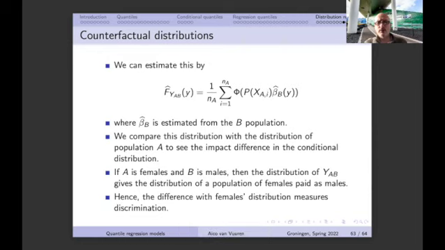Again, when we look at the example that we had with respect to women and men, this may be interesting because, for example, if we compare this distribution that we have with the distribution of the women, then we are going to see how women would have been paid if they would have been paid exactly like men. And the difference is essentially the difference in the conditional distribution. So the difference in payments between women and men based on their characteristics.